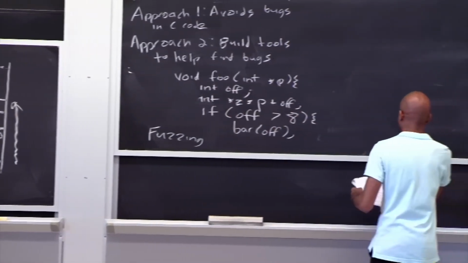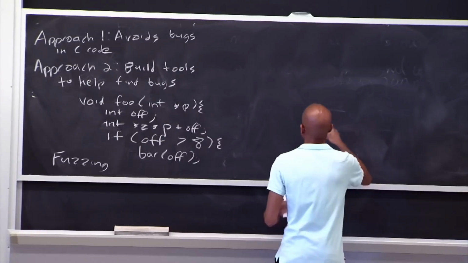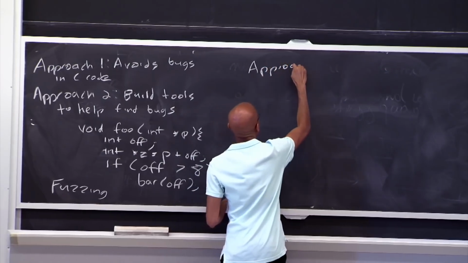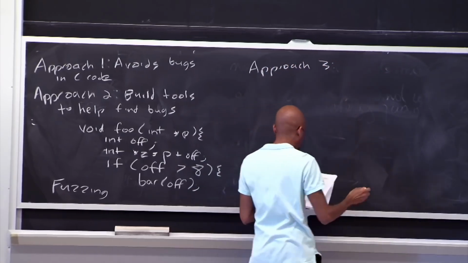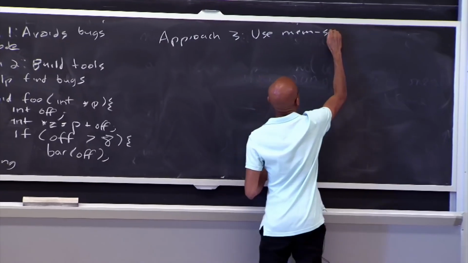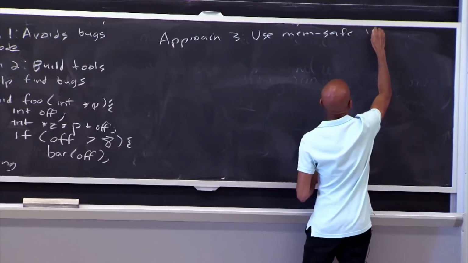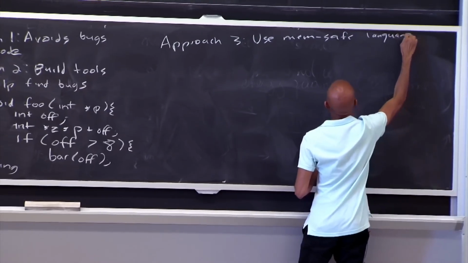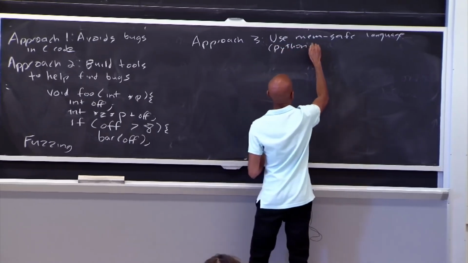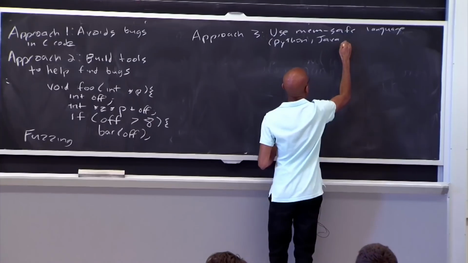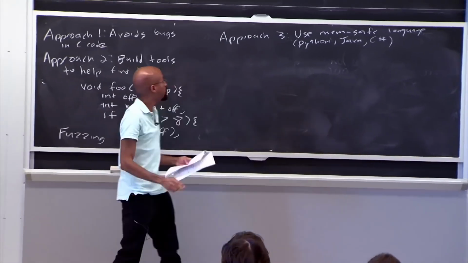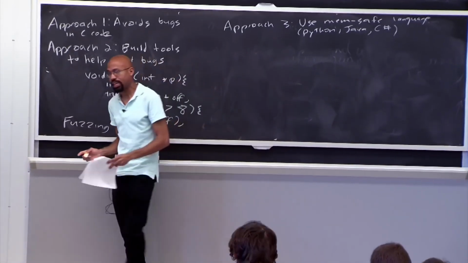So those were two approaches to deal with defending against buffer overflows. There's actually some other approaches. So a third approach you might think about using is to use a memory-safe language. And so examples of these are things like Python, Java, C#. We're not going to put up Perl there because people who use Perl are bad people. So you could use a memory-safe language like that.